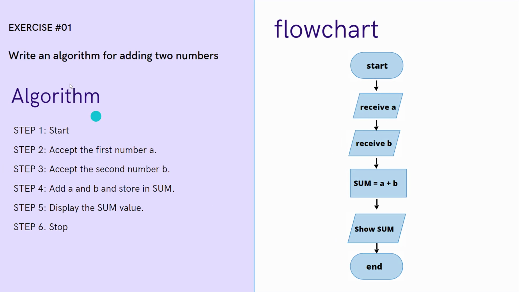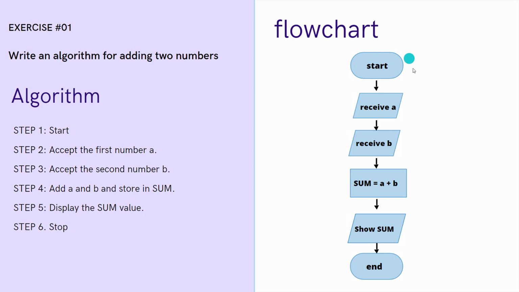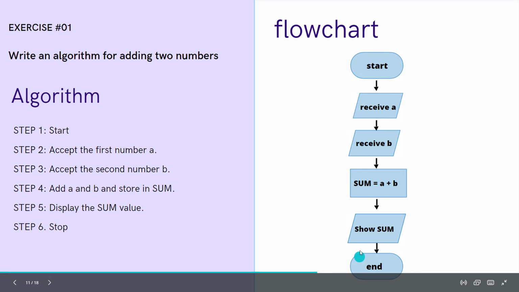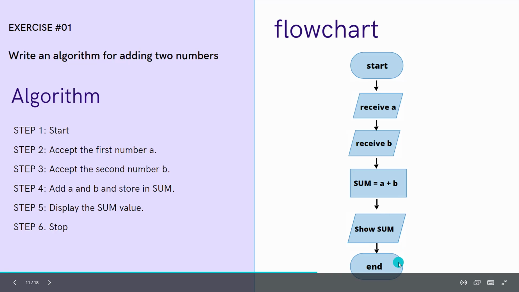So here we have an algorithm for adding two numbers. What you'll do, you'll just start, you'll accept number A, you'll accept number B, and you'll just add, and you'll just display the sum value, and you'll just stop. Starting and stopping. Okay, and if you see the flowchart, see this is the starting point and this is the ending point. See the symbols. Here you see receive A, you are taking input A, you are taking input B, and you're just doing sum equal to A plus B, and you're just showing sum, and that's it.